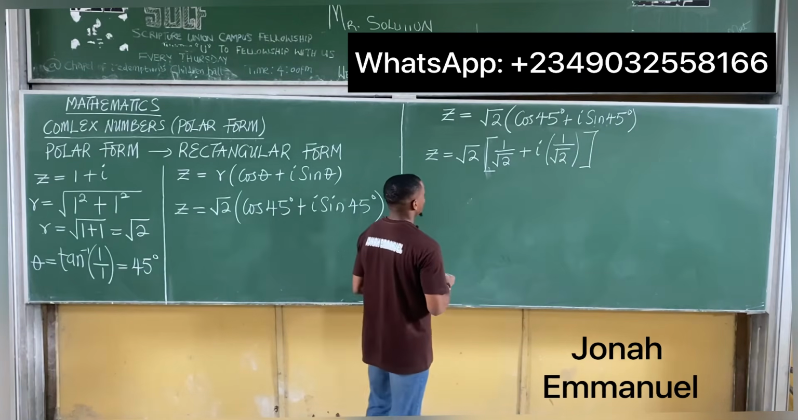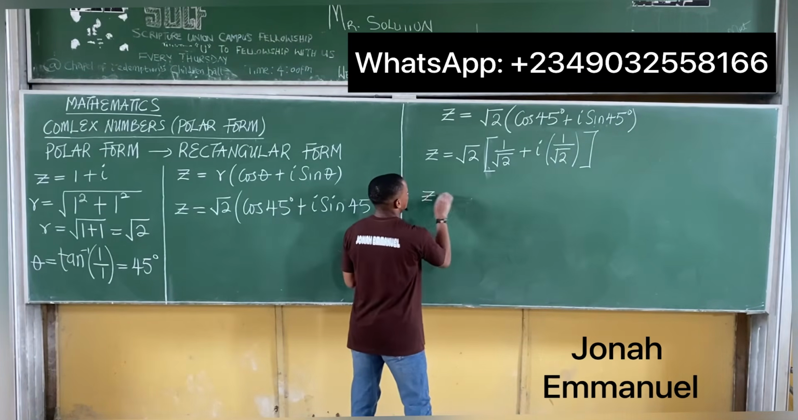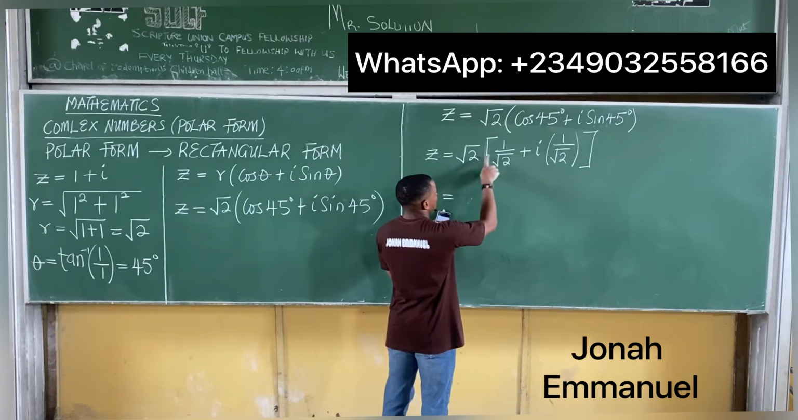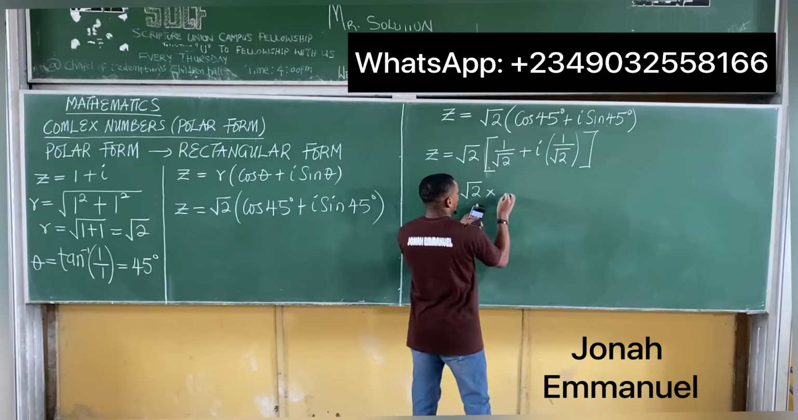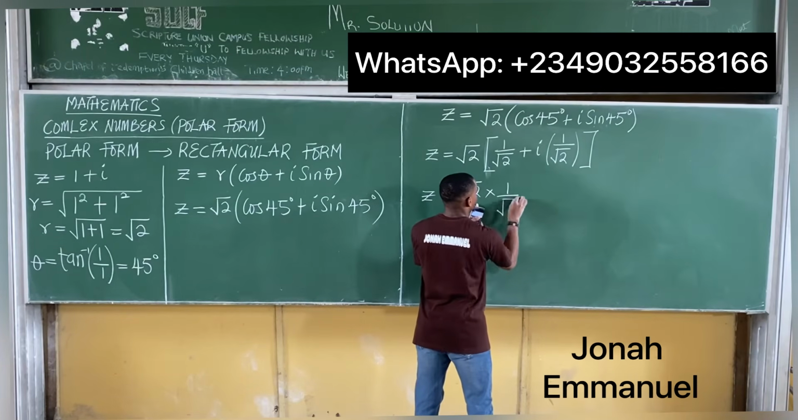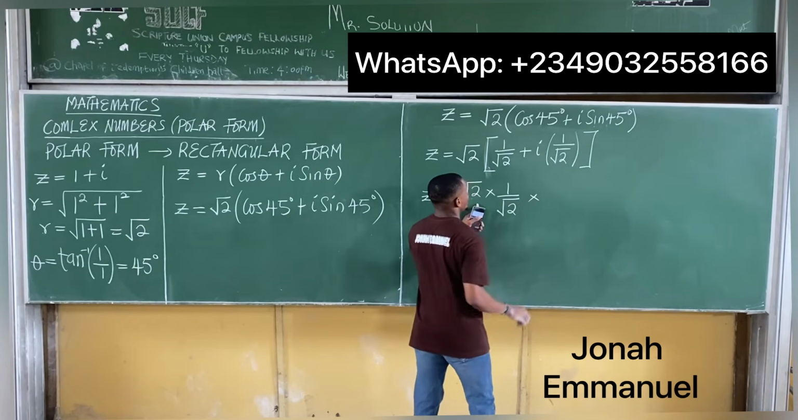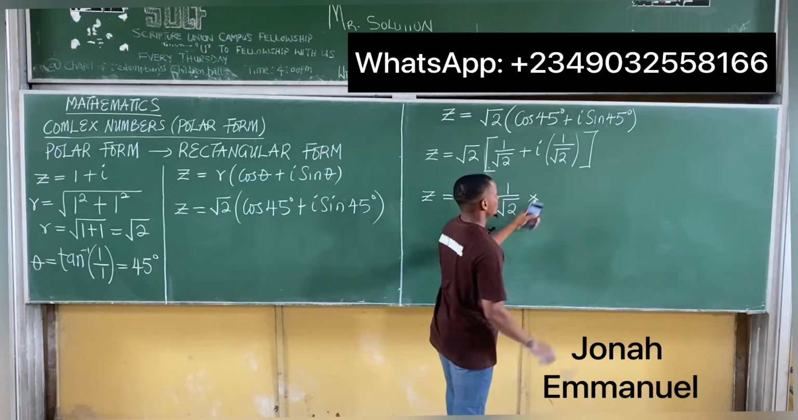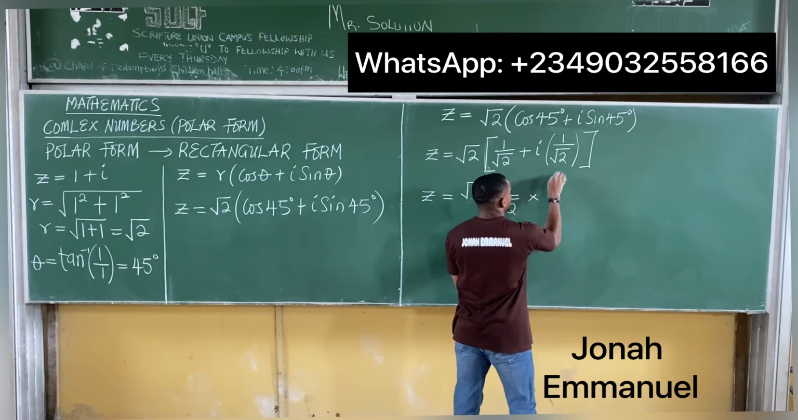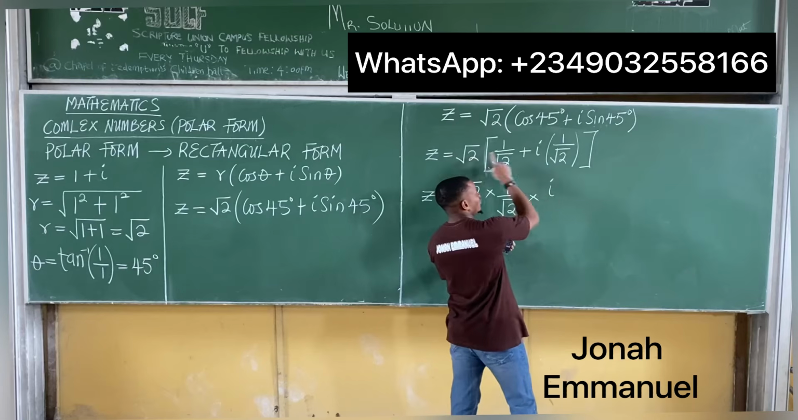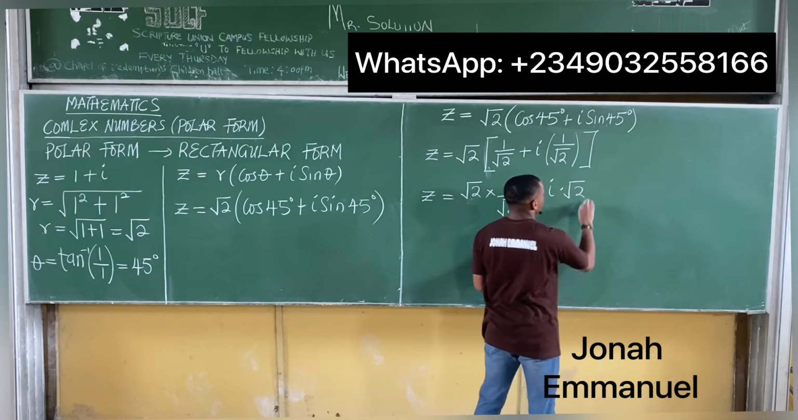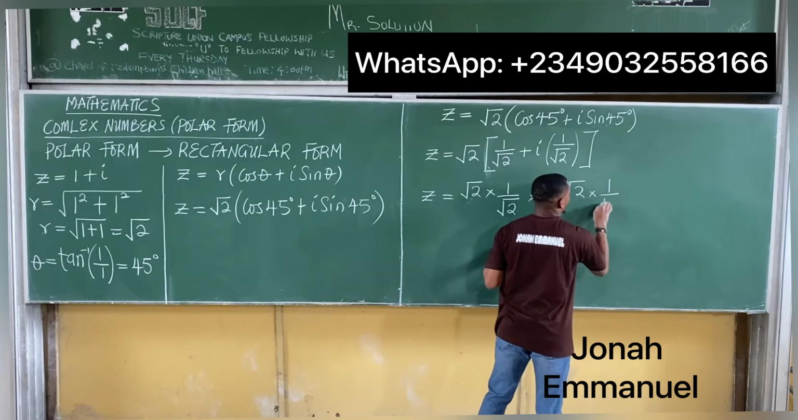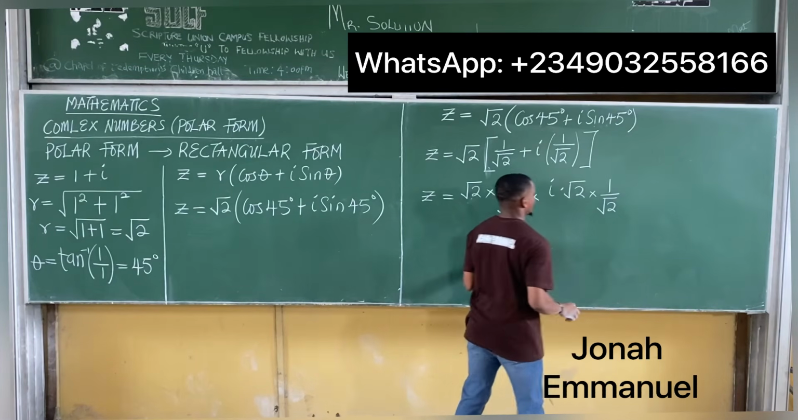So if I multiply this, it means that z will be equal to, use this to multiply this, it becomes root 2 multiplying this one here, 1 all over root 2 times, use this to multiply this, but first of all have your i, so it becomes i, use this one here to multiply this, it becomes root 2, so root 2 times 1 all over root 2. So I have this answer.